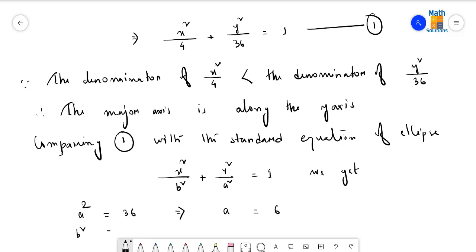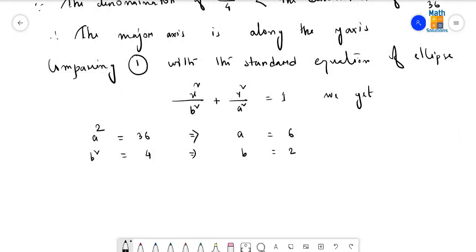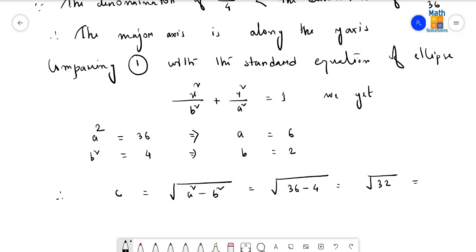Then b square as 4, where b comes as 2. So these are the results for a and b we got. So c will be equal to what? Already we know the relation: square root of a square minus b square. Let's put the values. 36 minus 4, it is root 32. So root 32 can further be written as 4 root 2 on simplifying.